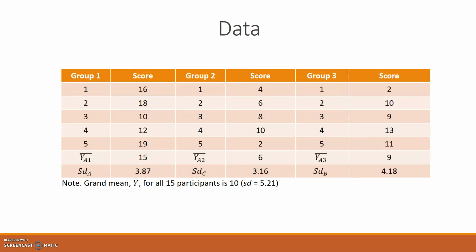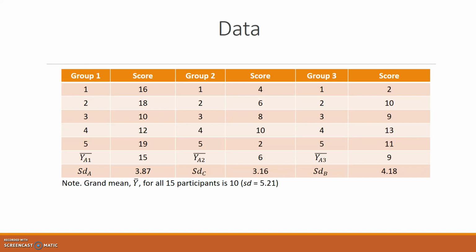And so what we have here is three groups. In group one, we have 5 people per group, so each row is a different person. Group 1 has 5 people with the next column over labeled score. So the first person in group 1 had a score of 16. Person number 2 had a score of 18. Person 3 got a score of 10. Person 4 in group 1 got a 12, and person number 5 got an overall score of 19.